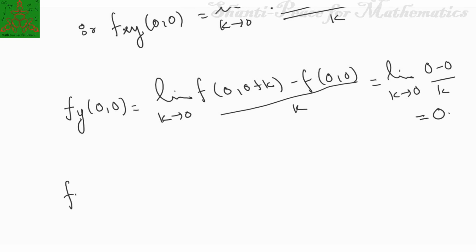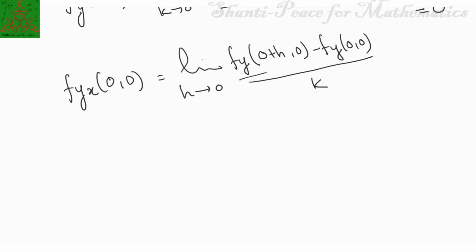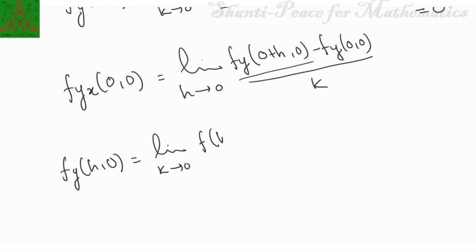And fyx at (0,0), as per the definition, is the limit as h tends to 0 of [fy(0+h, 0) minus fy(0,0)] upon h. Now let us calculate what is fy(h, 0). As per the definition, this is the limit as k tends to 0 of [f(h, 0+k) minus f(h, 0)] upon k.